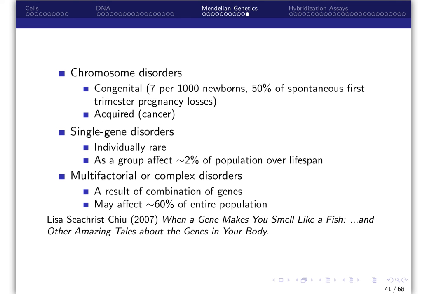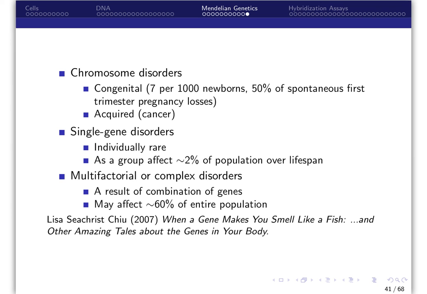There are many chromosome disorders, though rare. For example, congenital abnormalities affect roughly 7 out of 1,000 newborns, though they are responsible for about half of all spontaneous first trimester pregnancy losses. There are also acquired abnormalities due to things like chemical exposures or behavioral choices, such as cigarette smoking, that lead to cancer. There are also single gene disorders. Individually, these are rare, but as a group, they affect around 2% of the population over their lifespan. There are also multifactorial or complex disorders, which are the result of a combination of genes and are thought to affect around 60% of the entire population.